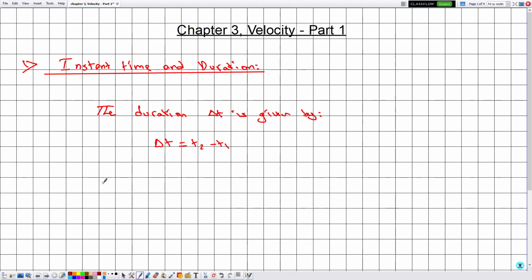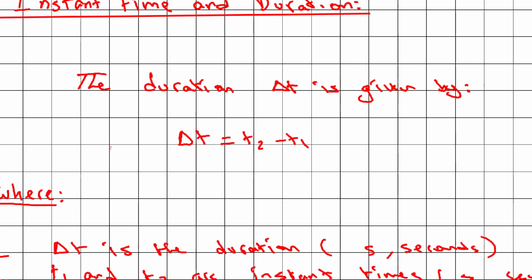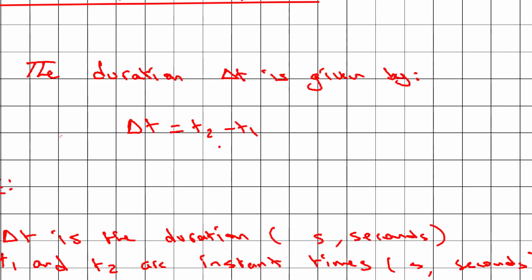Then here let me discuss the assignment of each quantity. Where delta t is the duration, the SI unit of the duration is seconds, and its symbol is S. T1 and T2 are instant times, and the SI unit is seconds, its symbol is S. So T1 may represent event 1 and T2 may represent event 2, so the duration between the two events is given by the difference of the time.